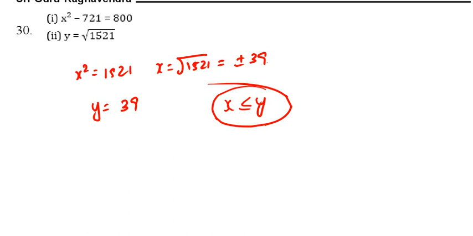X square minus 721 is equal to 1521. So x square is equal to 1521. X is equal to root of 1521, that will give plus or minus 39. Now come to y. Y is equal to root 1521, that means only plus 39. So if you compare this, x will be less than or equal to y. Plus 39 and plus 39, x is equal to y. Minus 39 is less than plus 39. So x less than or equal to y is the correct answer.